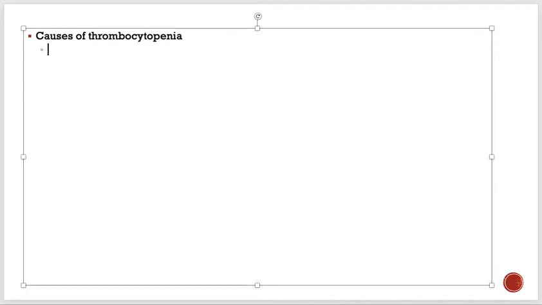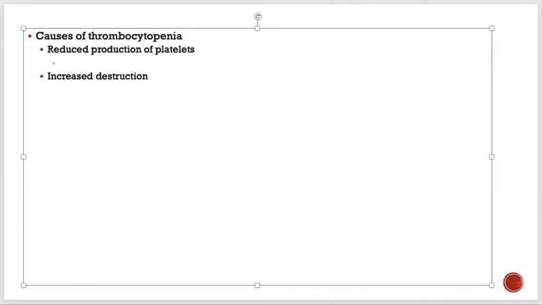Now there could be two main reasons by which platelets will be reduced. Number one, reduced production of platelets. Of course, when there is reduced production of the platelets, the problem will be in the bone marrow. Or number two, increased destruction of the platelets. The formation is normal, but whatever is produced is destroyed more.